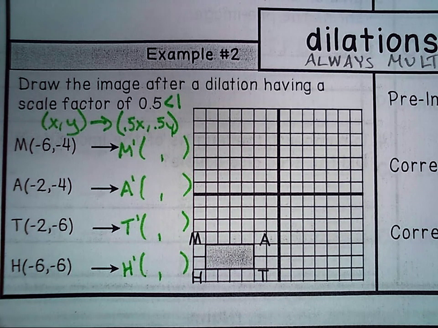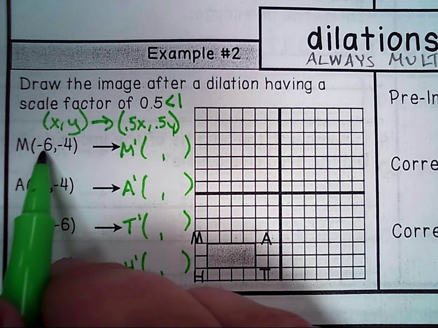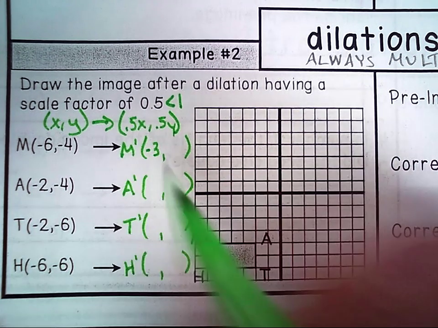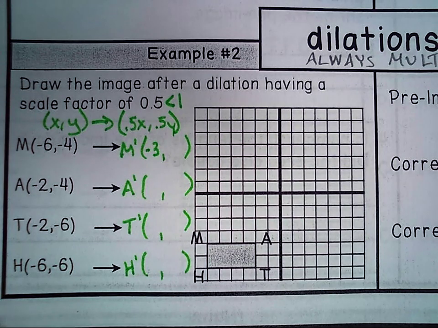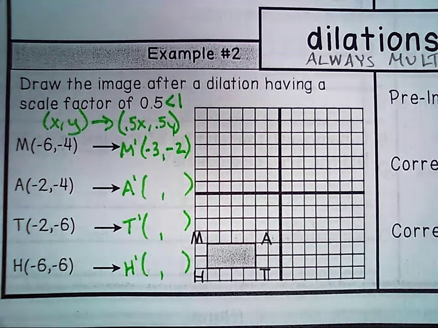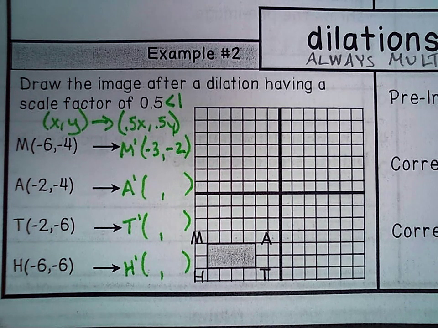Now let's start with M. I have negative 6. Negative 6 times 0.5 leaves me at a negative 3. 0.5 times a negative 4 is going to be a negative 2. At any time you're doing this, if you want to pause, you can test yourself and see if you can get the rest of these. I highly suggest that.